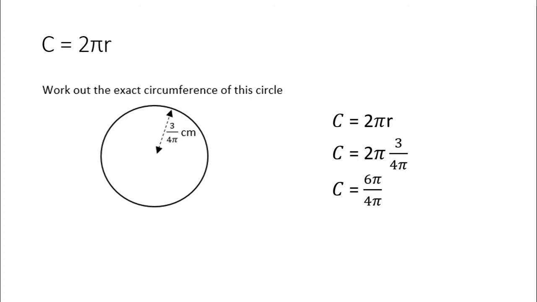Hopefully you see that this fraction can simplify down really nicely. We can divide both top and bottom by pi, and we can just go ahead and do 6 divided by 4. 6 divided by 4 is 1.5, and the pi's have canceled themselves out. So the circumference is 1.5 centimeters.